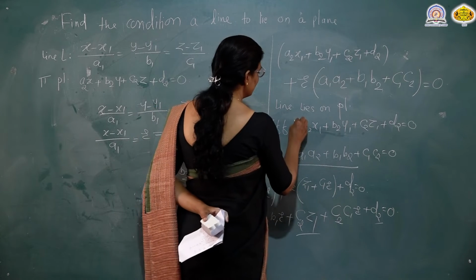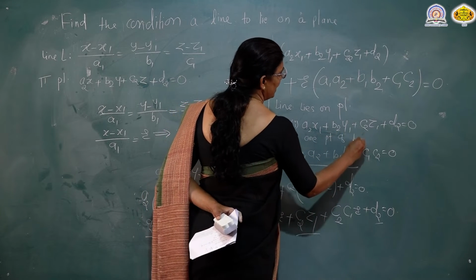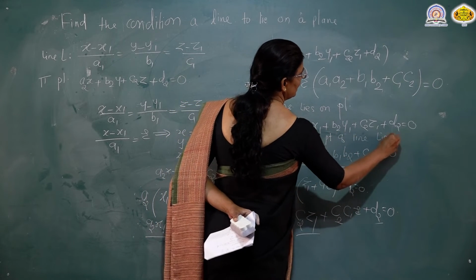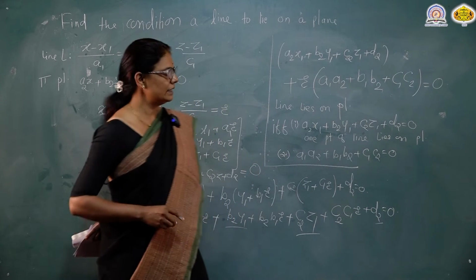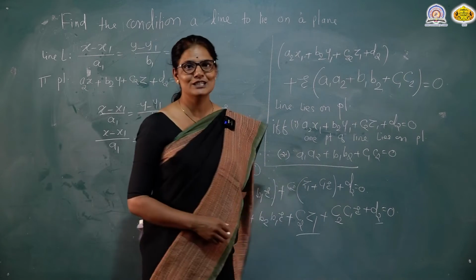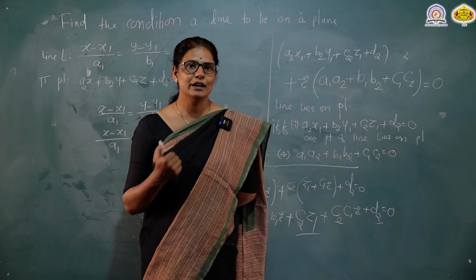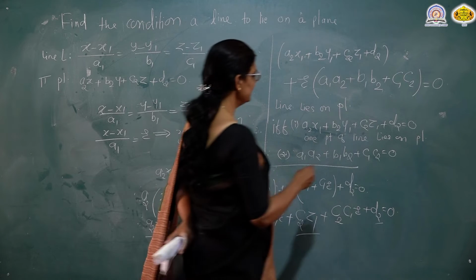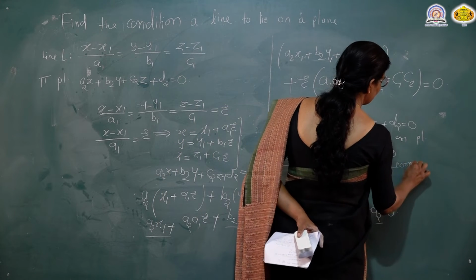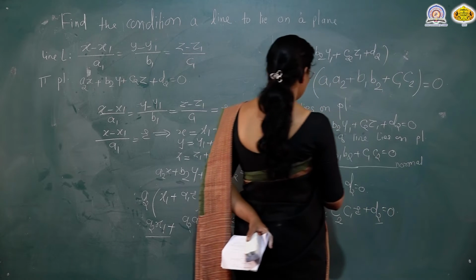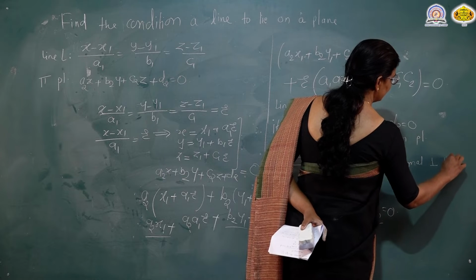So what is the meaning of this first condition? One point of the line lies on the plane. And the second condition says a1a2 plus b1b2 plus c1c2 equals 0. It indicates that the line is perpendicular to the normal of the plane, that is, the normal is perpendicular to the line.